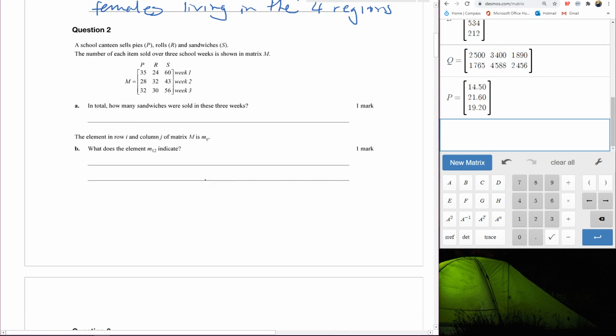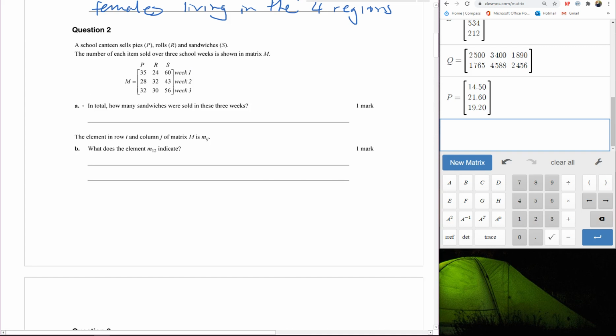Next question. A school sells in the canteen pies, rolls, and sandwiches. The number of each item sold over the 3 school weeks is shown in the matrix. So the columns represent the items, the rows represent the weeks. So in week 1, this many pies were sold. In week 1, this many rolls, and this is how many sausages or sandwiches. Sorry.